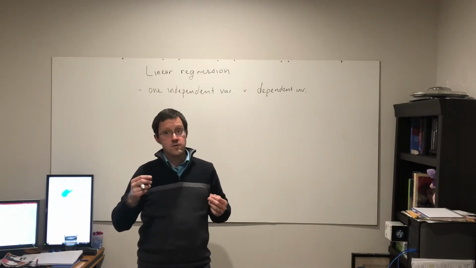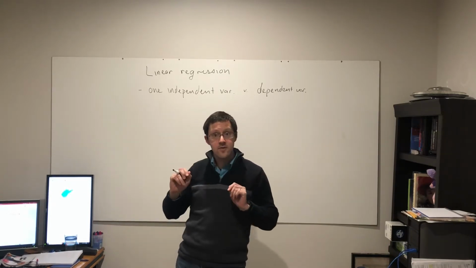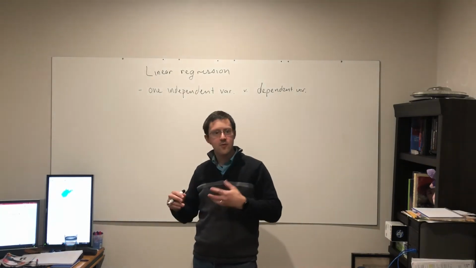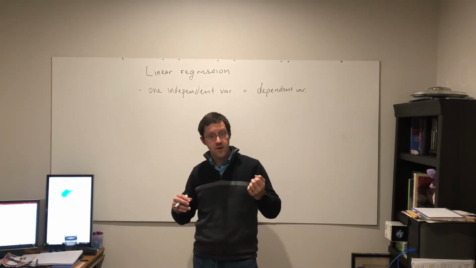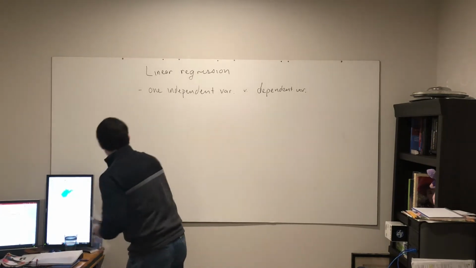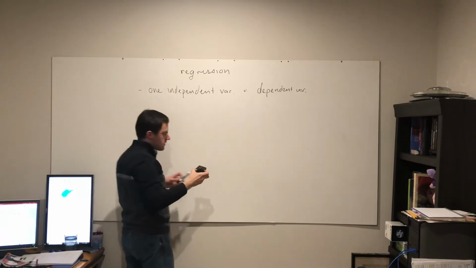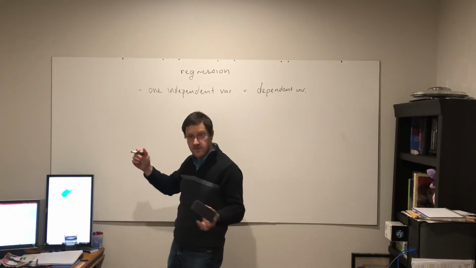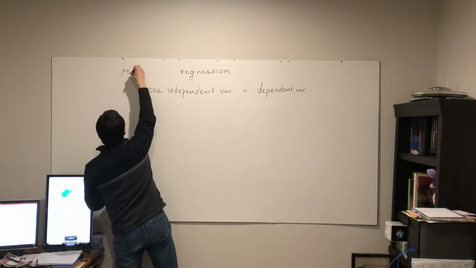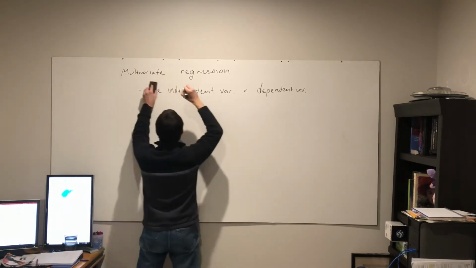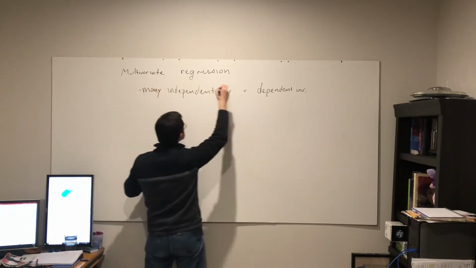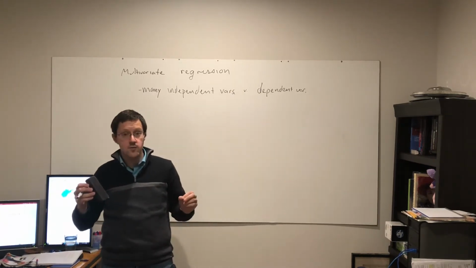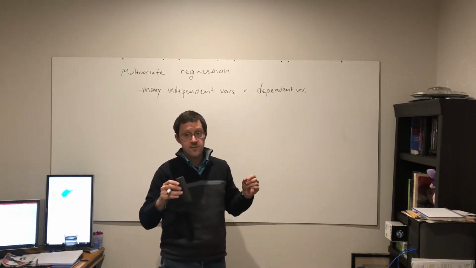There is a lot more that regression can do. The first thing that we can build upon for extending regression is to allow multiple independent variables. It still is within the purview of linear regression here, but I'll change that to multivariate regression. And we're now switching from a single variable to many independent variables.